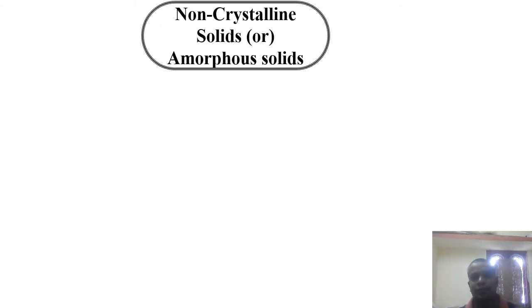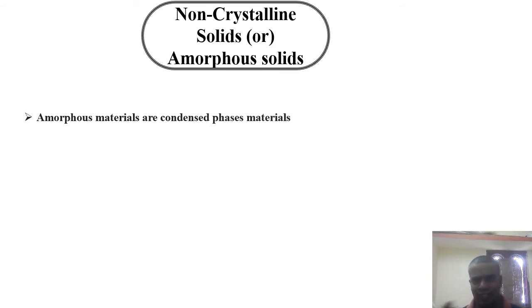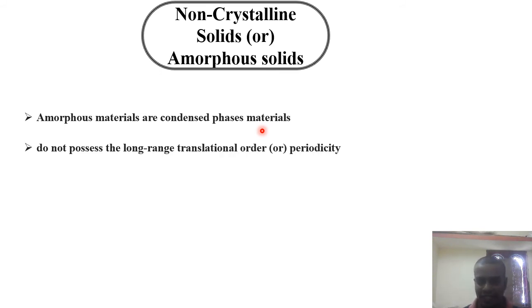Next type of solid is non-crystalline solid or amorphous solid. So what does an amorphous solid or non-crystalline solid mean? They do not have the perfect crystalline order. Usually these materials are condensed phase materials. That means there is no orderly arrangement of the atoms. Everything is condensed. So they do not possess long range translational order or periodicity.